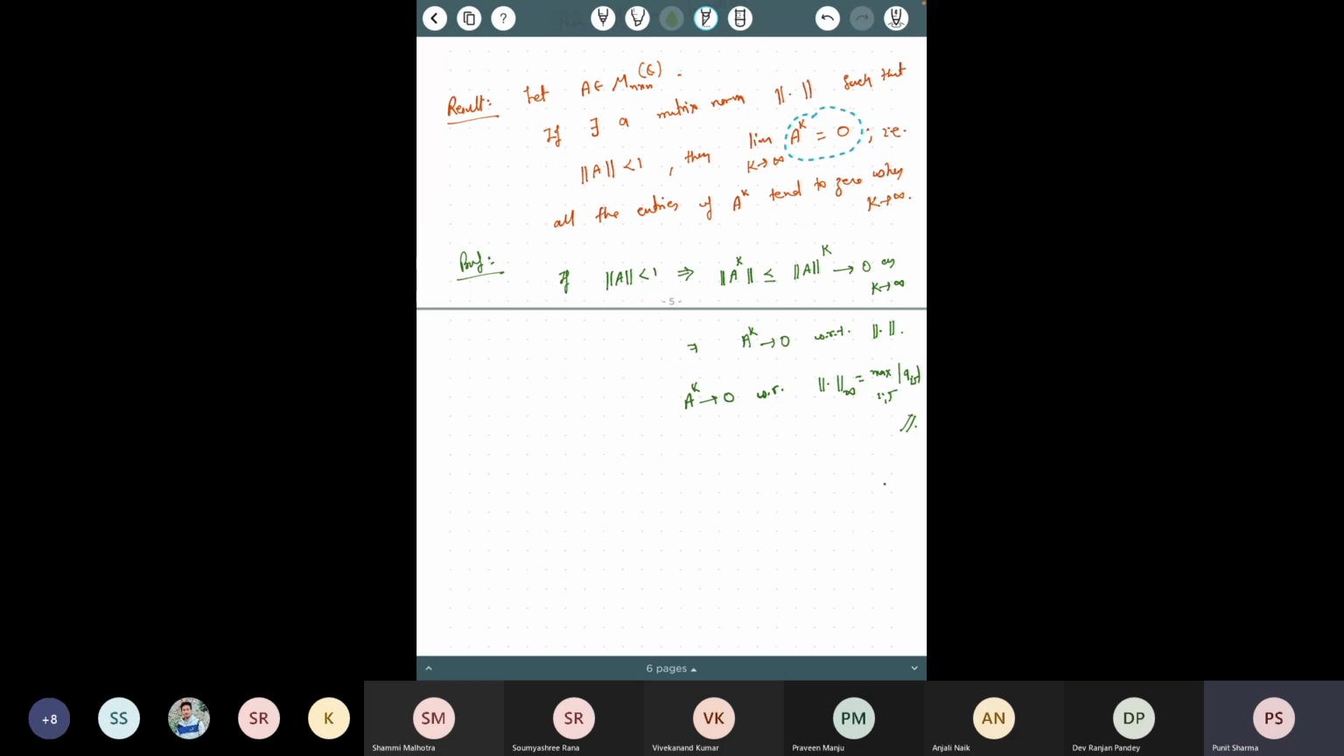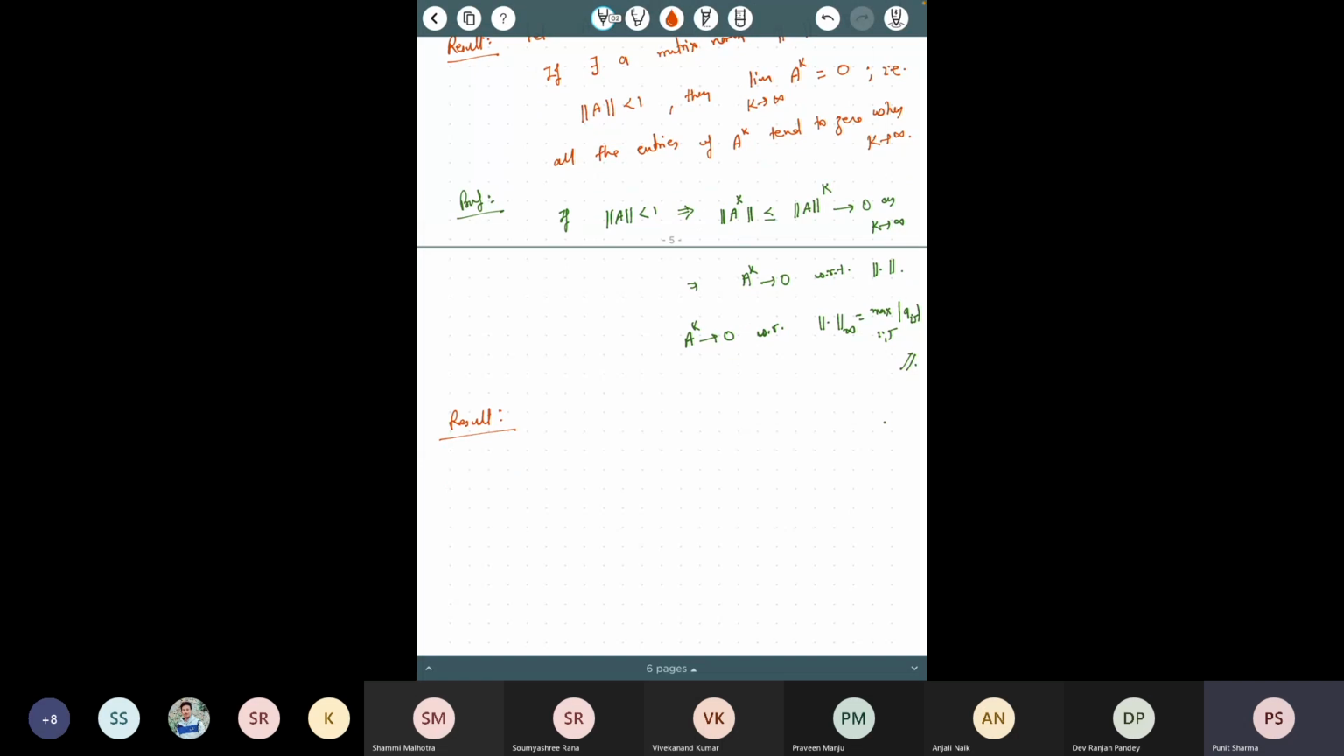It is a similar result, but instead of the norm of A, I will say that if the spectral radius of A is less than 1, then the limit as k tends to infinity of A to the power k is 0. And the other side is also true, so it is an if and only if result. So basically the next result gives you a criterion to say when the limit as k tends to infinity of A to the power k is 0. Do you understand what I'm saying? This is the main thing.